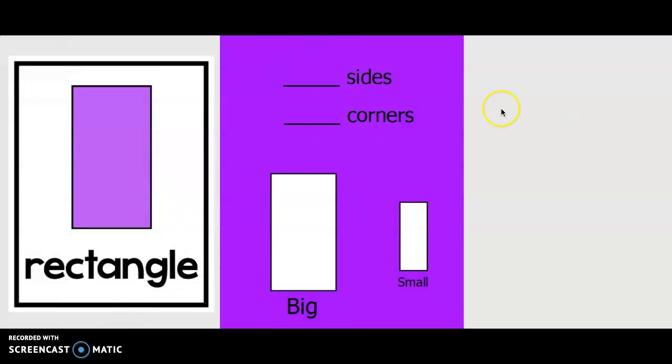We are going to talk about first the rectangle. The rectangle has how many sides on it? Can you please count with me? 1, 2, 3, 4. It has 4 sides. How many corners does it have? Can you count the corners with me? 1, 2, 3, 4. It has 4 corners.